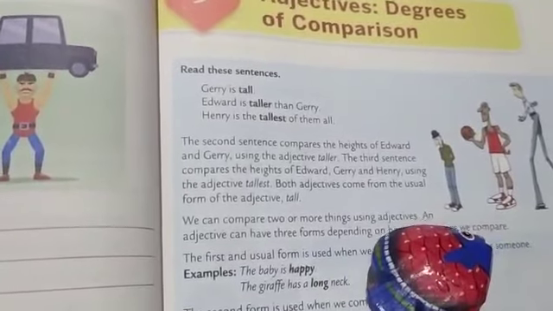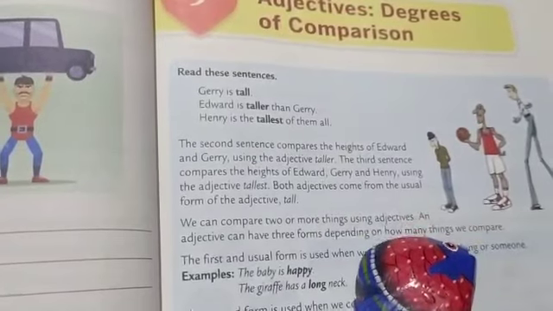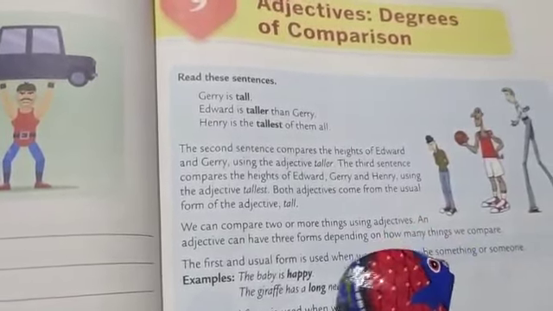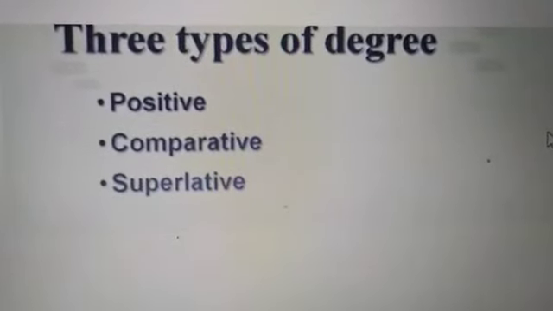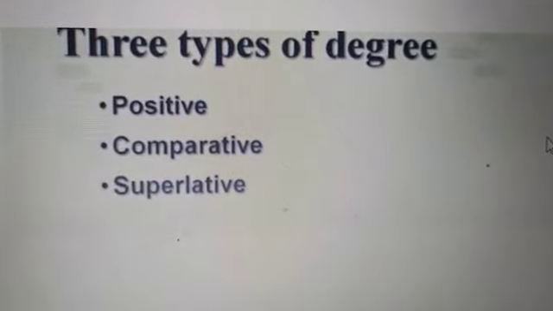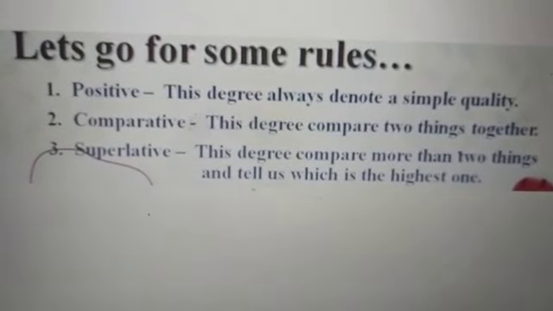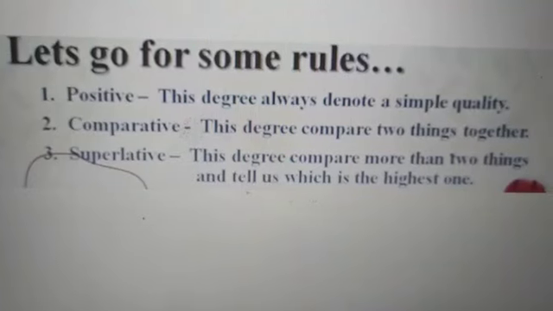Let's go through the rules how to compare. Okay, students, there are three types of degree: positive degree, comparative degree and superlative degree. Let's go for some rules. What is positive degree? Positive degree, this degree always denotes a simple quality.